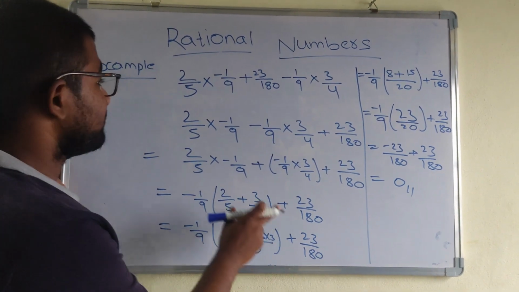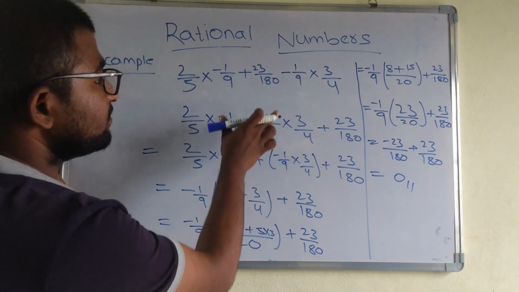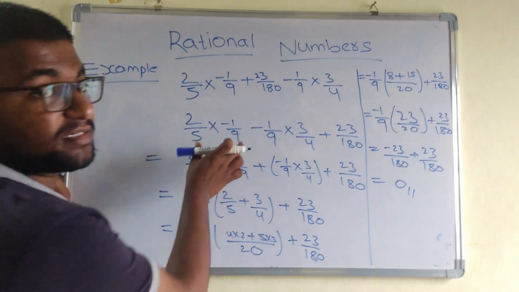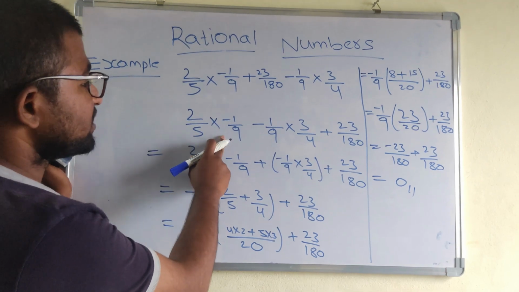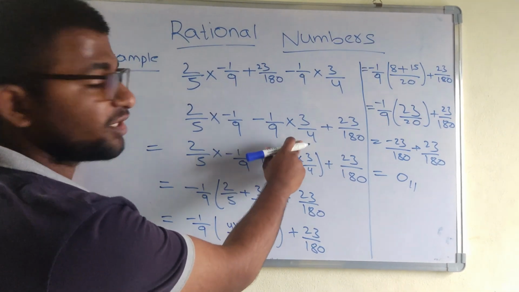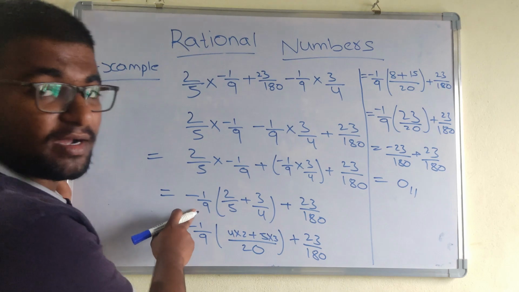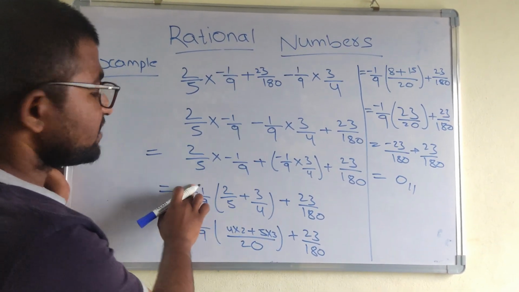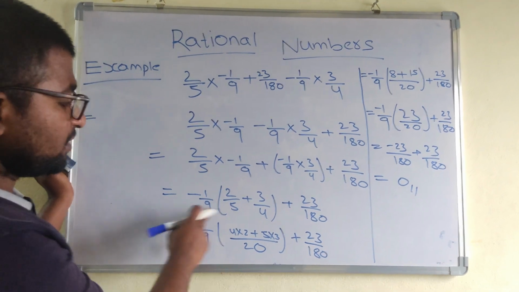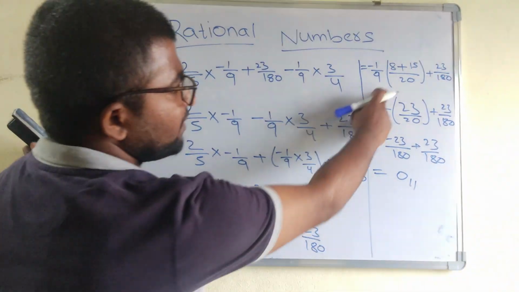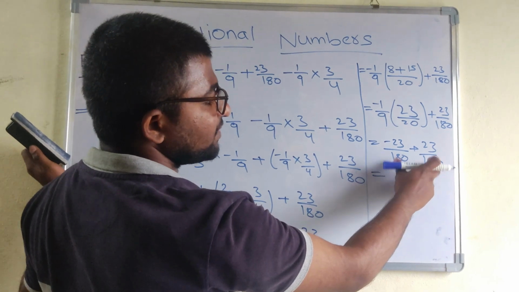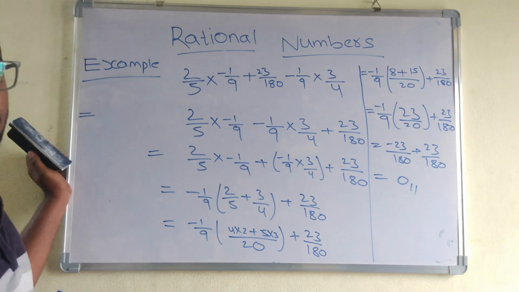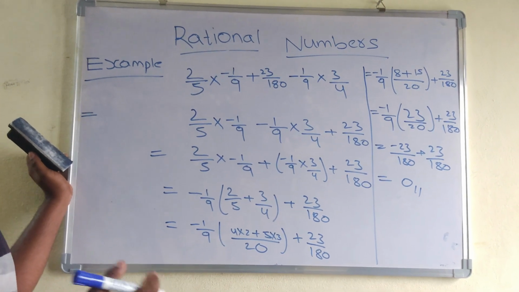What we did here: first of all, we rearranged the rational numbers for easier calculation. First we took the multiplication terms to one side, that is 2 by 5 into minus 1 by 5 minus 1 by 9 into 3 by 4. Then we took common minus 1 by 9, because it is common in these two terms. Then we did LCM, then calculation, and then again LCM with this number. Then we get the final result 0. This way we can solve this complex problem with a simple technique.